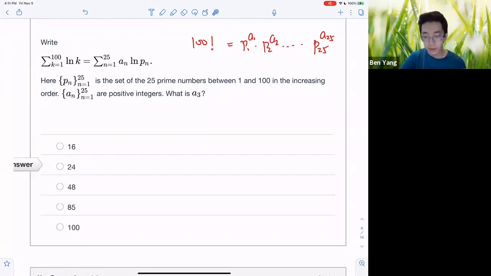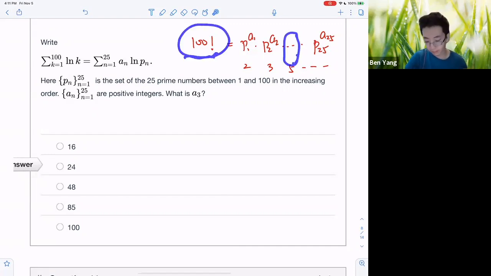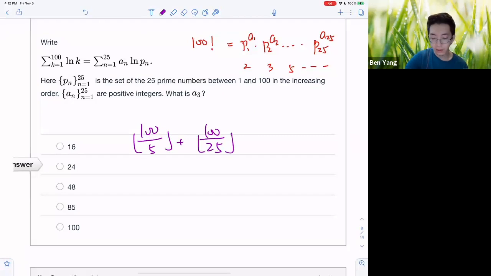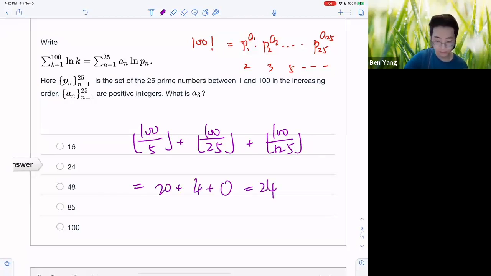The Pi are just the 25 prime numbers between 1 and 100. There are exactly 25 primes under 100 in increasing order. So it's 2, 3, 5, and so on. What is A3? A3 is simply the number of 5s in the prime factorization of 100 factorial. So how do we find that? We can do 100 divided by 5, 100 divided by 25, 100 divided by 125, which is already 0. So that's 20 plus 4 plus 0. That's 24.